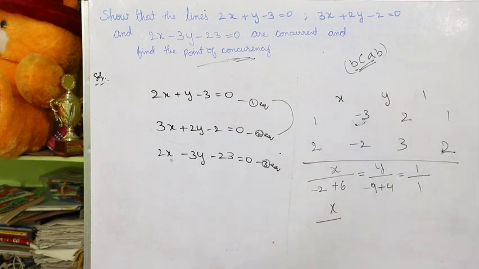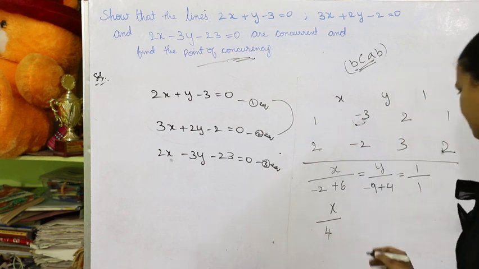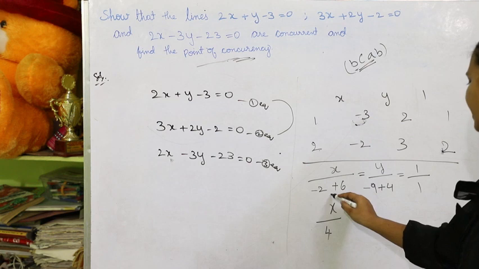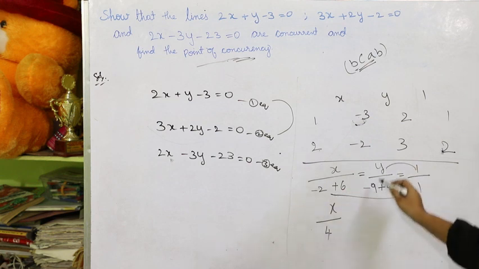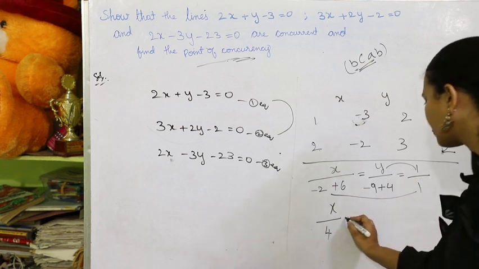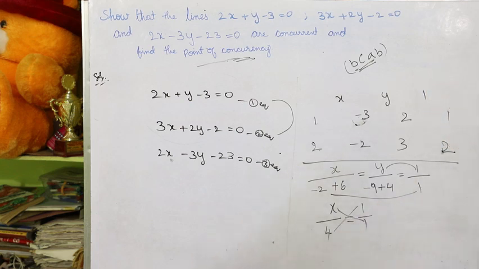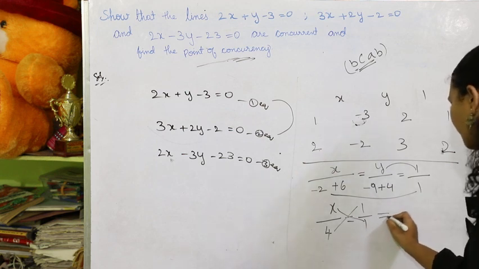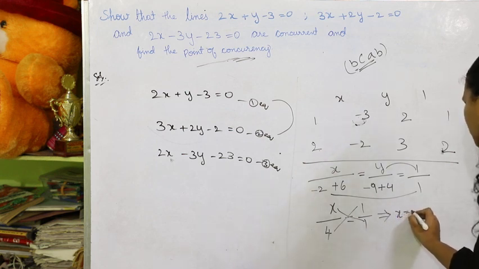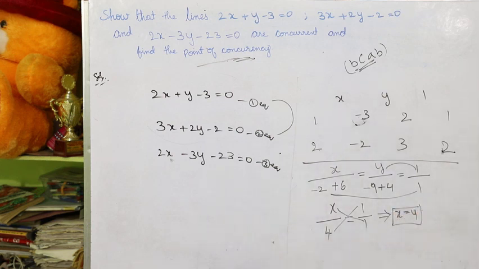Minus 2 plus 6, how much? Plus 4, right? Minus 2 plus 6 plus 4. Just equate this with this, and this with this, where x by minus 2 plus 6 is equal to 1 by 1. Just try to do it like this. So here x into 1, cross multiplication. So this becomes what? X is equal to 4. Clear? I got the x value, where x is equal to 4.